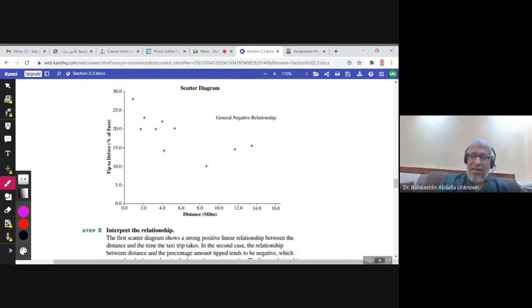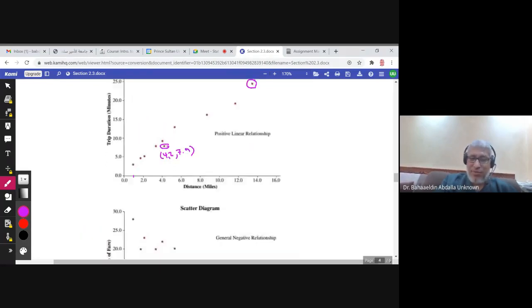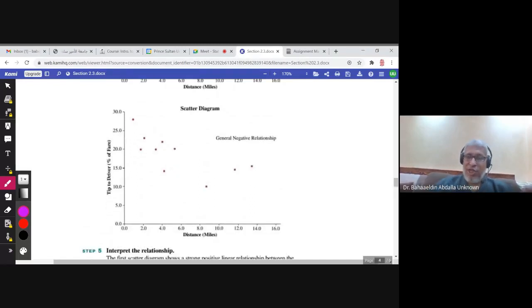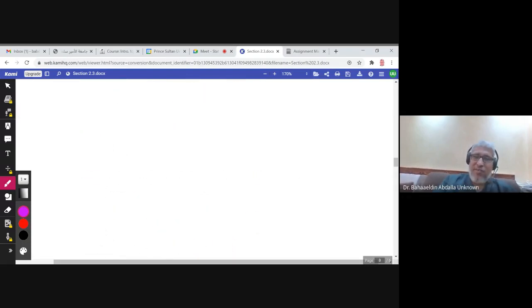The other scatter diagram would be between the distance and the tip. We would like to know how the tip changes with the distance. The distance again is the independent variable, and the tip depends on the distance.